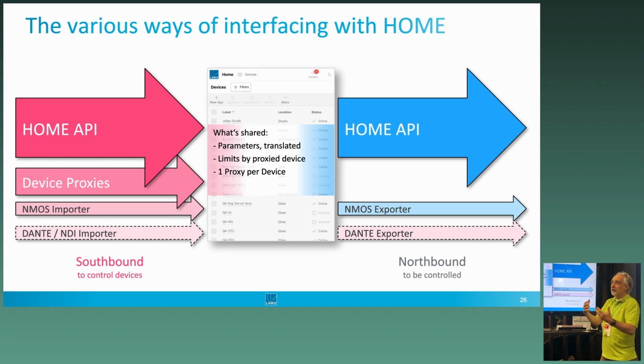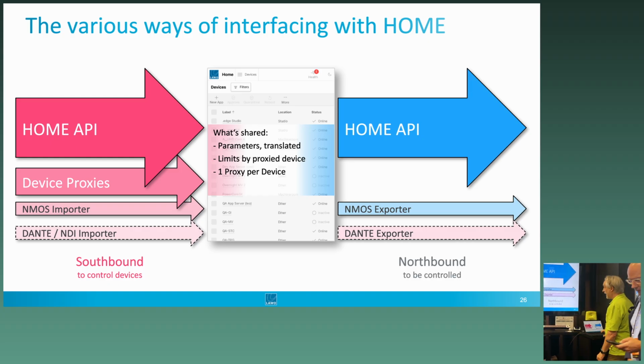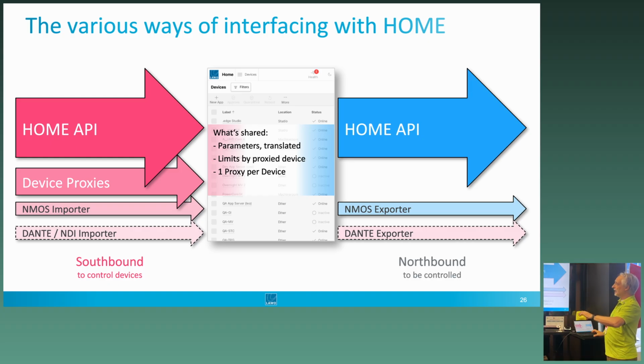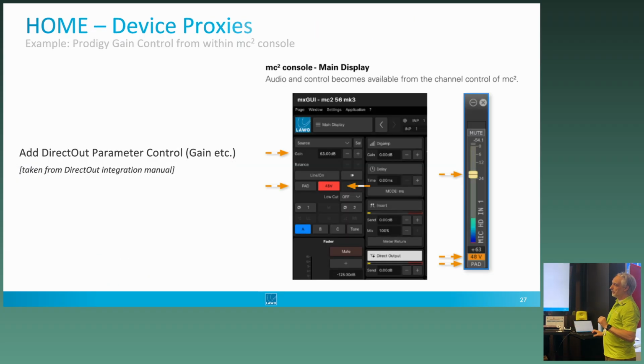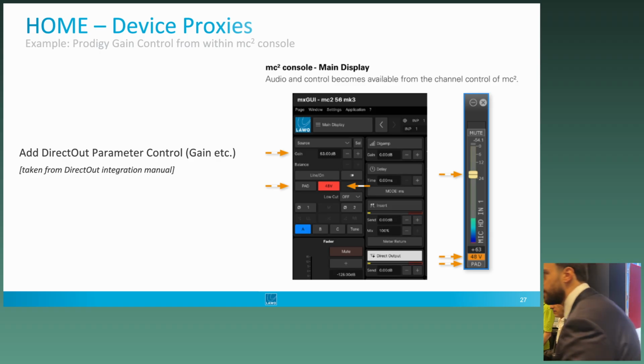So these gain control parameters, which are very specific to the device, are not a general part of the API specification, but through those device proxies, we can integrate those device parameters. And here's an example with, let's say, a mixing console. So we have just a very, very easy example.